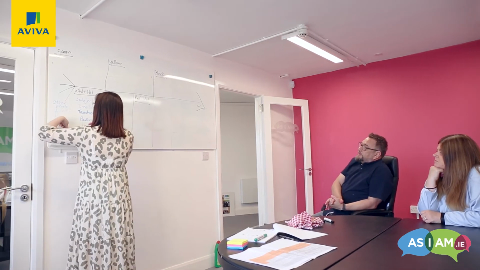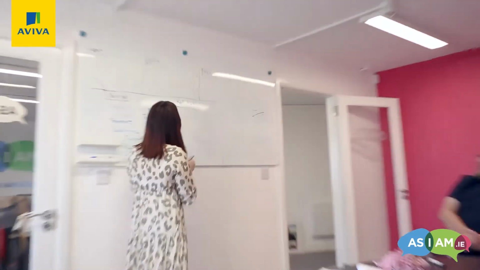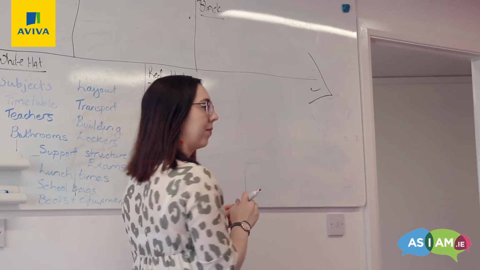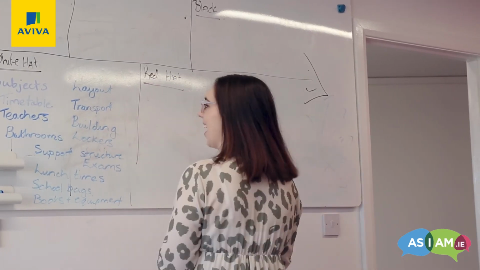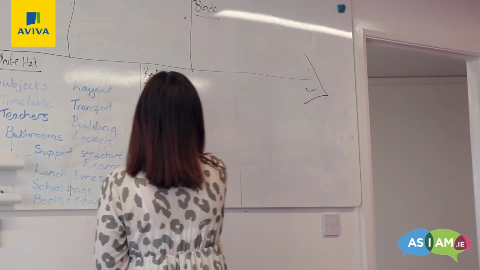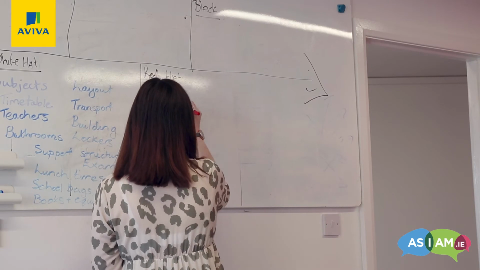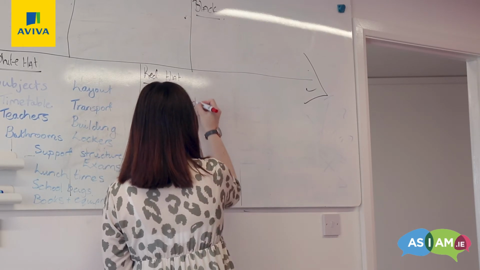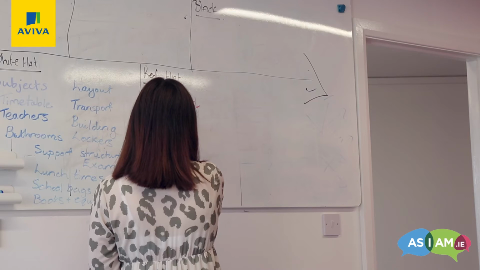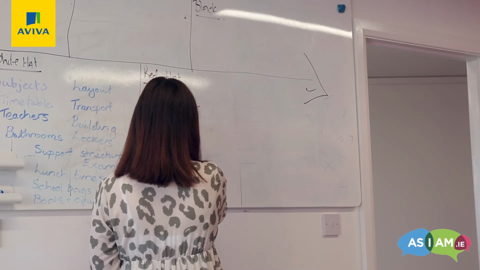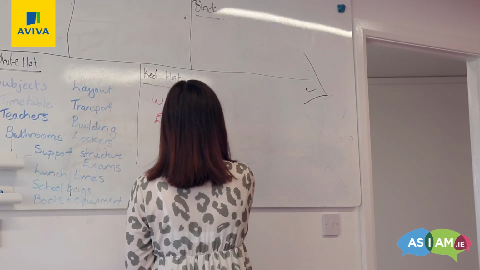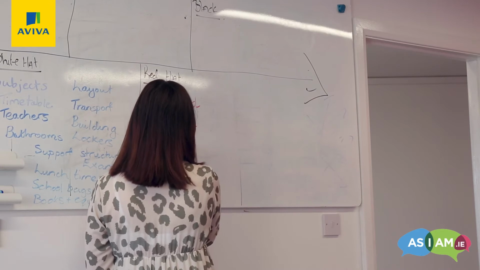I'll use a different marker, I'll use a red marker. And again, coloured pens are another really great way of doing it. And colouring it out. Worried. Excited. Word.